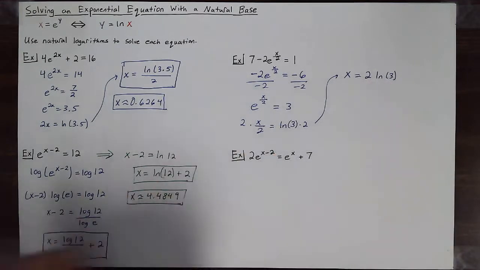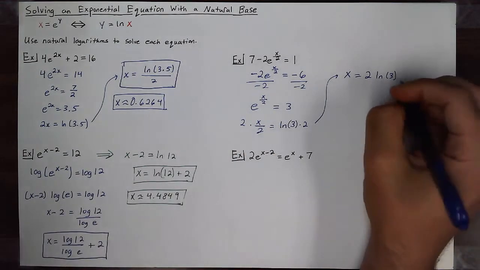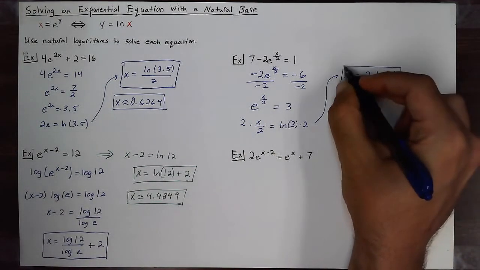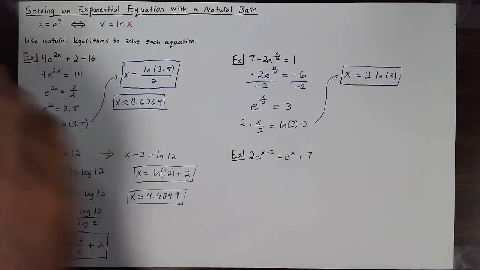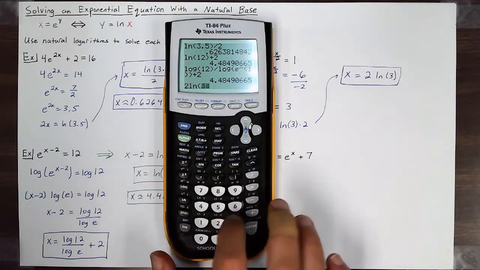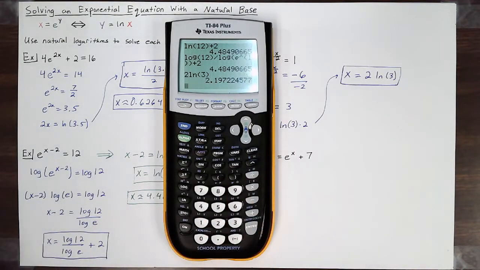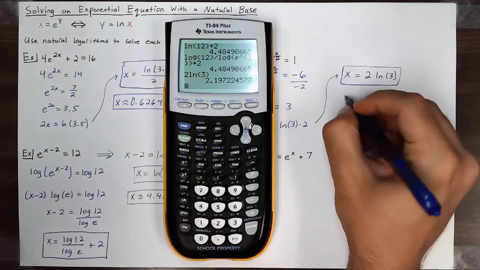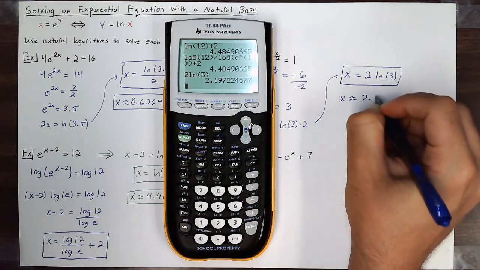So 2 natural log of 3 would be the solution for that equation. And just to check about how much that would be, 2 natural log of 3 is approximately 2.1972.